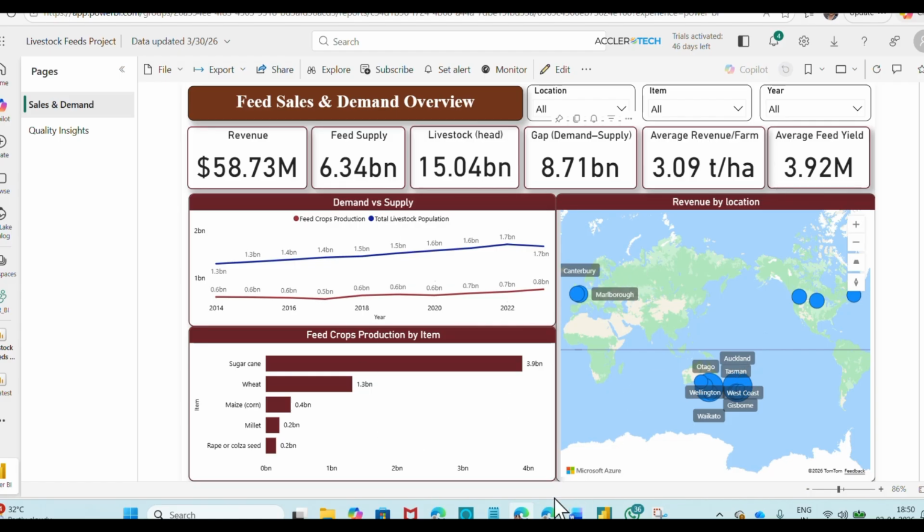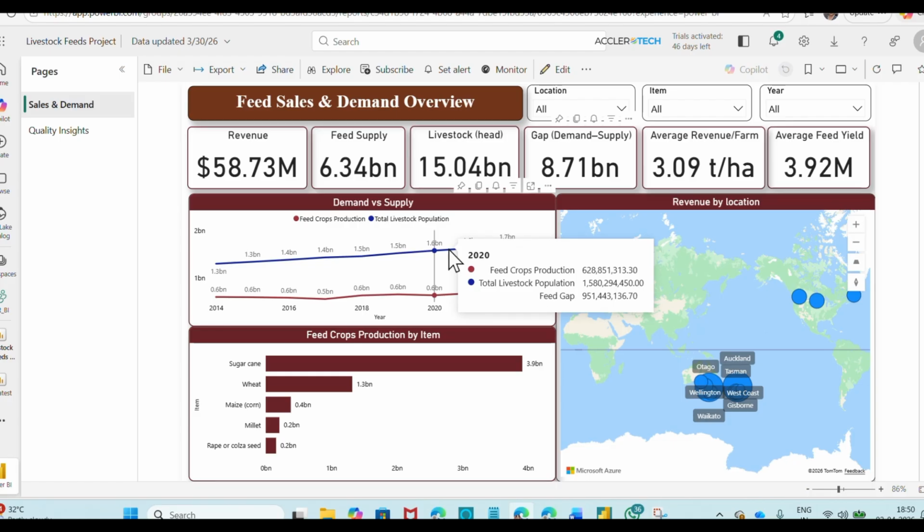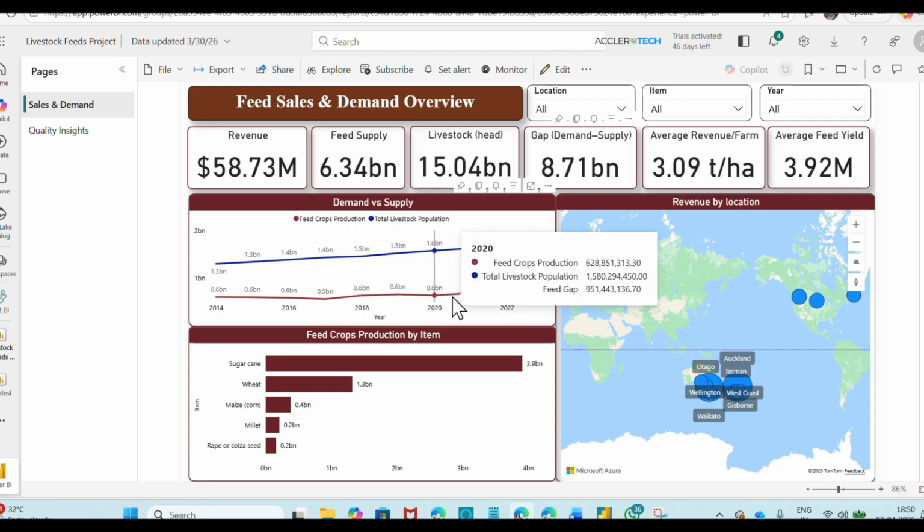The first one is the demand versus supply trend, which shows how livestock demand and feed availability evolve over time. As we can see here, over the years 2014 to 2022, how it has evolved. This view is critical for spotting early signals whether demand is accelerating, stabilizing, or beginning to outpace supply.